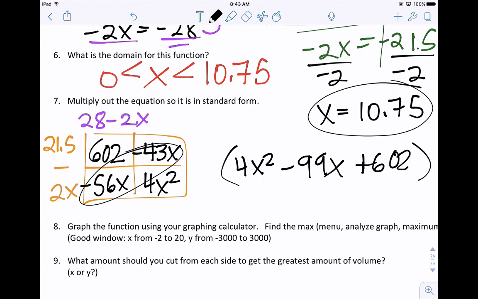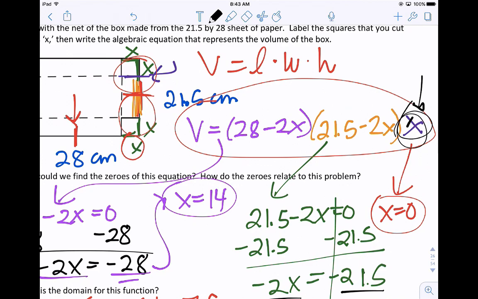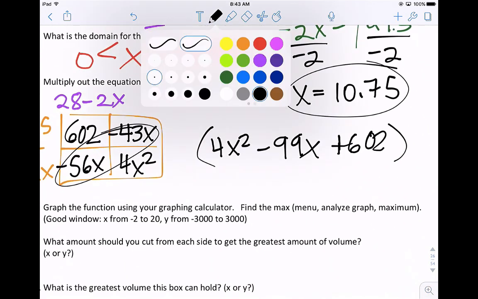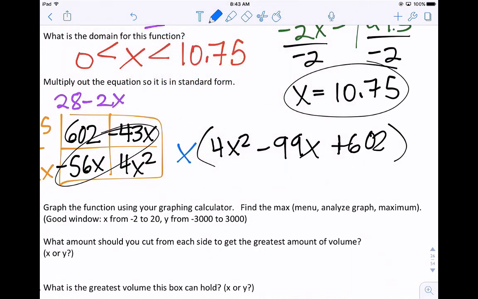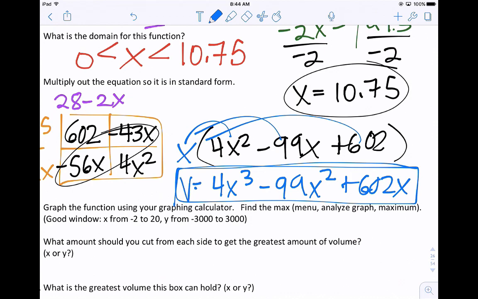All right, now we have to take that and multiply by the height of the box, this last x here hanging out. So let's multiply by x. And when we do that, we get 4x cubed minus 99x squared plus 602x. Here's the equation. We will put volume equals, as a higher degree polynomial in standard form.